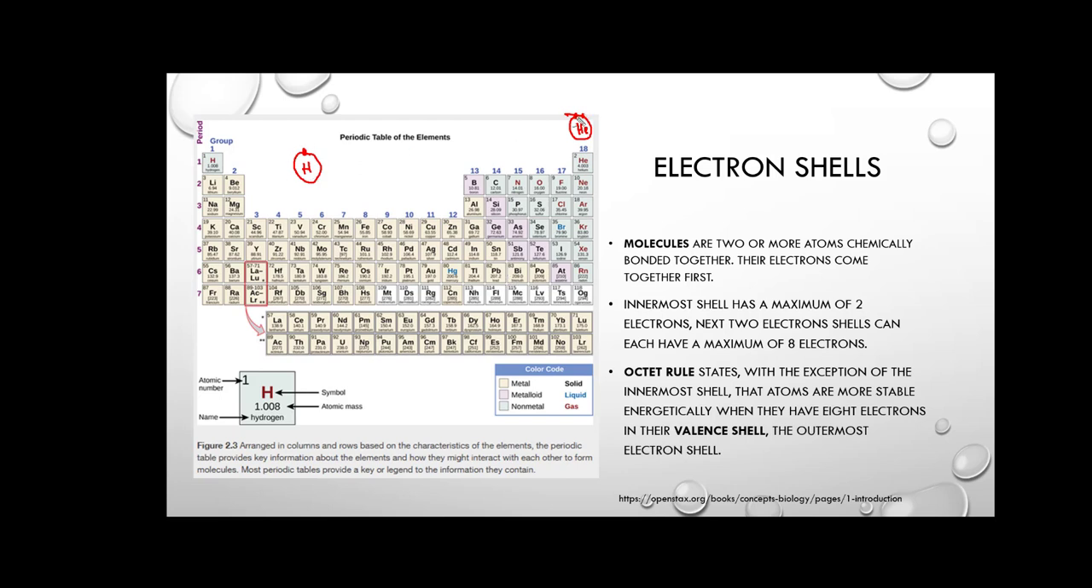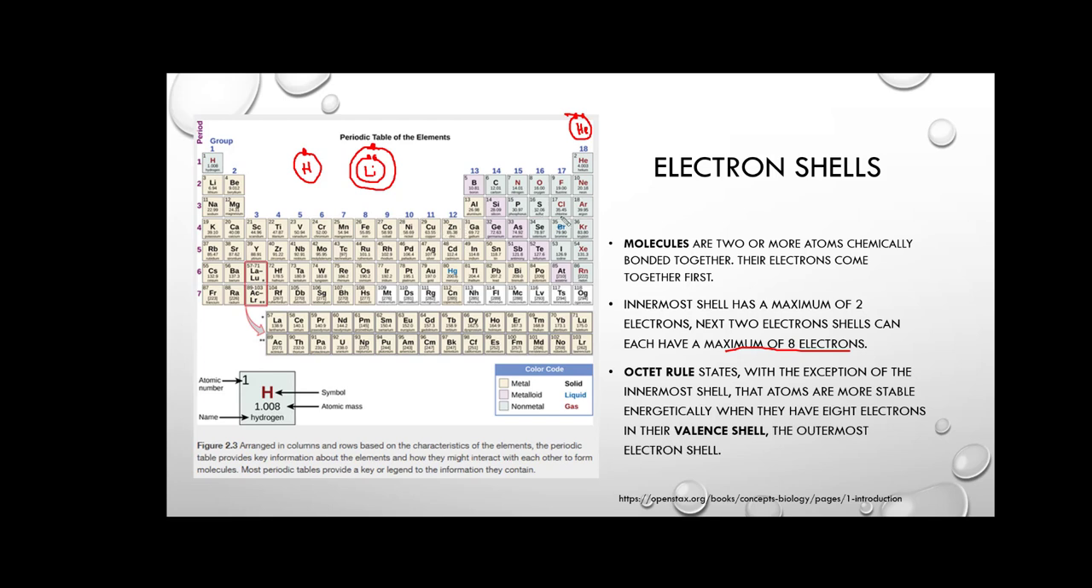Now, if the first shell only holds 2, then that means there must be another electron shell. So the next electron shell can hold a maximum of 8 electrons. So when I'm talking about lithium, the innermost shell holds 2 electrons, so there's 1, 2, and then the next shell holds a total of 8. So now we have 1 there, all right? So it has 7 more electrons that can fill its outermost shell, okay?